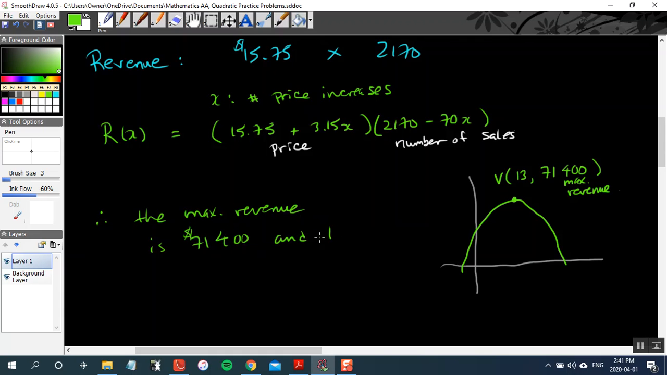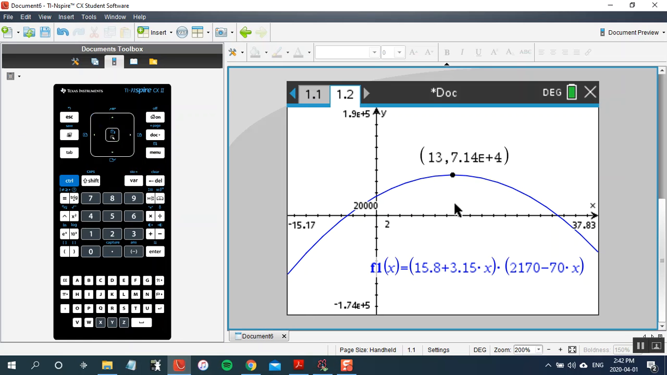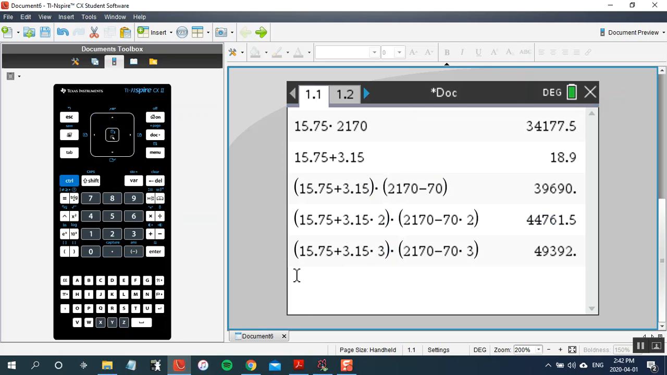And the unit price, or the new price, I should say, I don't say 13 here, so we have to properly interpret that. $13, of course, times something is not going to give you this maximum revenue. Remember that 13 corresponds to your X value that's in here. So that's going to be 15.75 plus 3.15 times 13. So I'll just scribble it here, and then we'll check that on our calculator, of course. So our new price is going to be 15.75 with 13 of those $3.15 increases. So let's just go back to our calculator here.